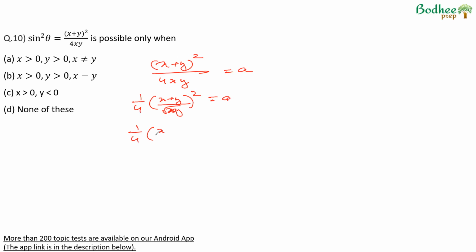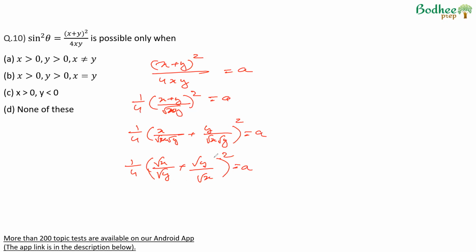Now this can be written as x upon root of x root of y plus y upon root of x root of y. This is a square of this. So 1 by 4 into this will become root of x upon root of y plus root of y upon root of x, and this is equal to a, the square of this. Now if you look at this term here, AM is greater than or equal to GM. So (root of x upon root of y plus root of y upon root of x) upon 2, the AM, is greater than or equal to under root of (root of x upon root of y into root of y upon root of x), which will come out to 1.